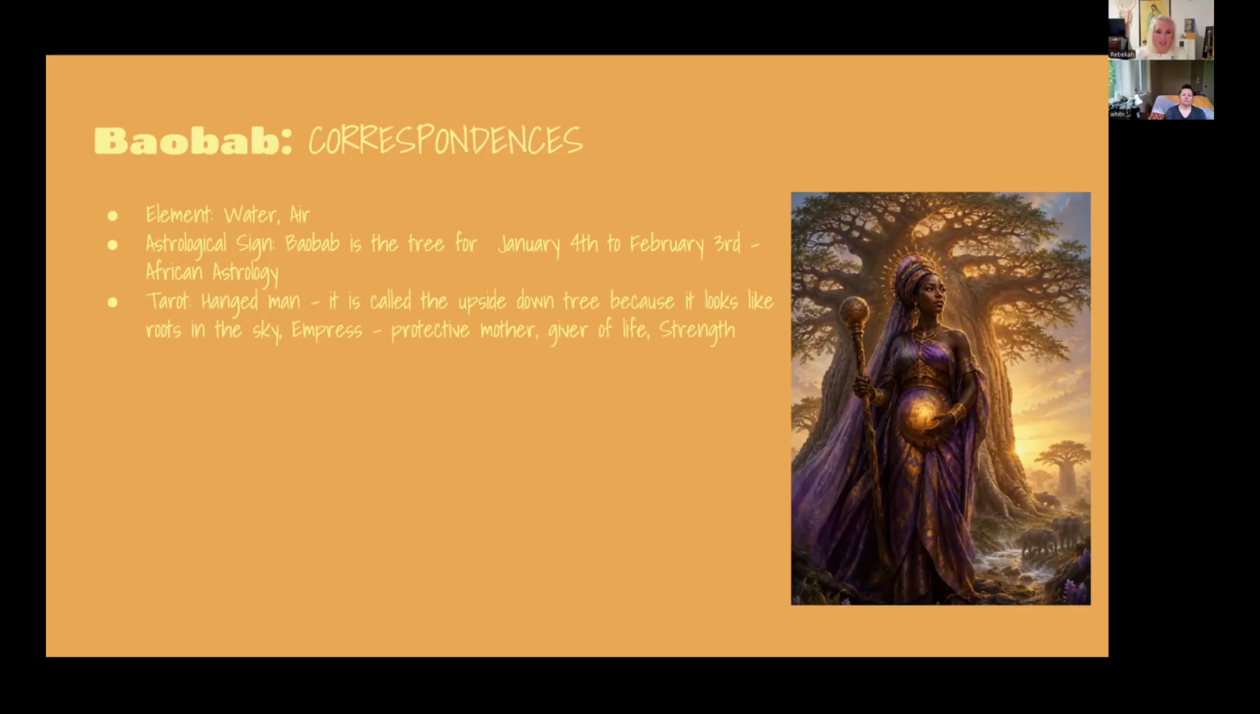The tarot, and I feel like I did this just because I like tarot. It's called the upside down tree because it looks like the roots are in the sky, and there are all sorts of stories about this. So I thought, it's upside down, so the Hangman is pretty appropriate for it. And also the Empress because it is a protective mother. It is a strength giver. It's a giver of life. So Strength could be it too, but I like the Empress for it as well.